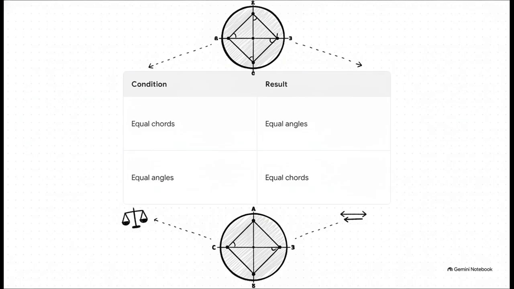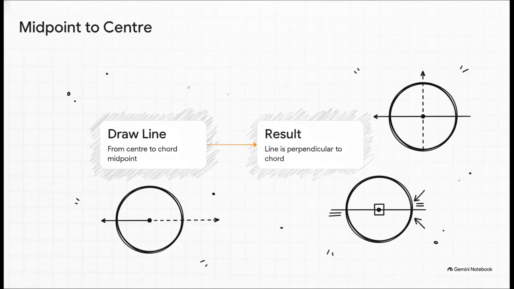It's a beautifully balanced if-then relationship, a real two-way street. Geometry is highly procedural, which actually makes it super predictable. If you simply draw a line joining the center of a circle to the exact midpoint of a chord, there is an absolutely unavoidable result. That intersecting line is perfectly perpendicular to the chord. It just has to be.